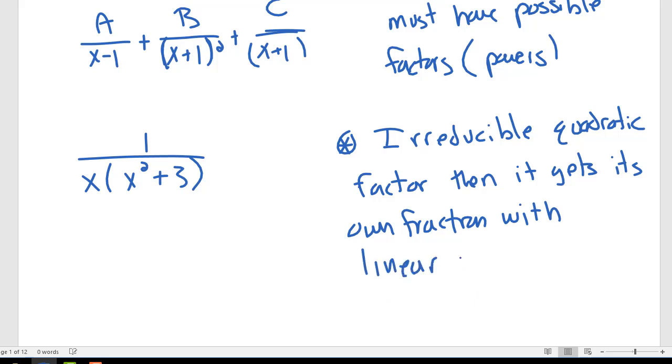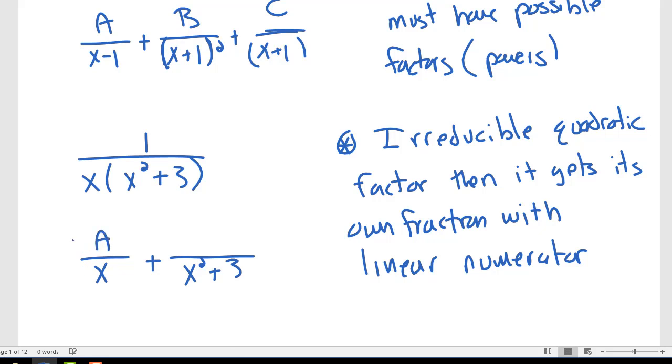All right, so for this example, notice the way that I wrote this is I have a linear term in the denominator, so that linear term gets its own fraction, and then I have the quadratic term that doesn't factor, and it gets its own fraction. So this first fraction is linear in the denominator, so it gets a numerator that's 1 degree less, right? An x to the 0 numerator, which is a constant. And then this is a quadratic that doesn't factor, so it gets a 1 degree less numerator as its assumed form. So we get a bx plus c in the numerator.